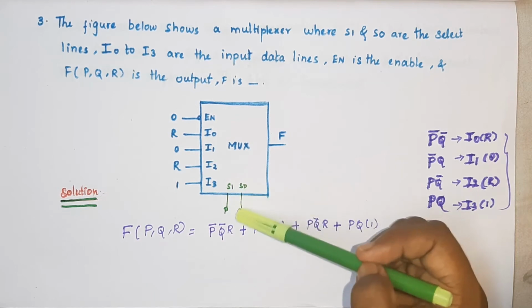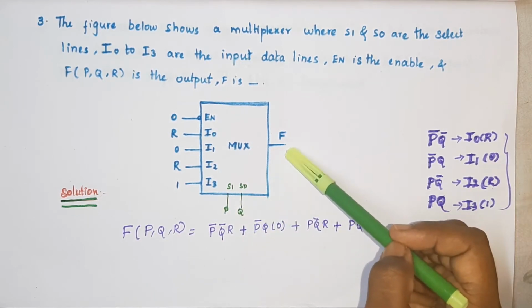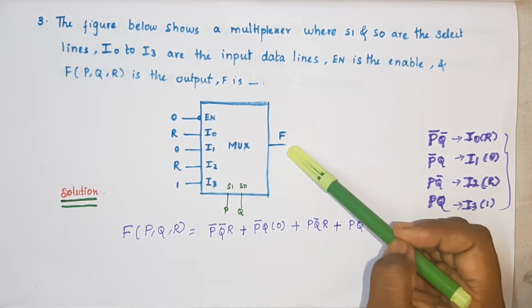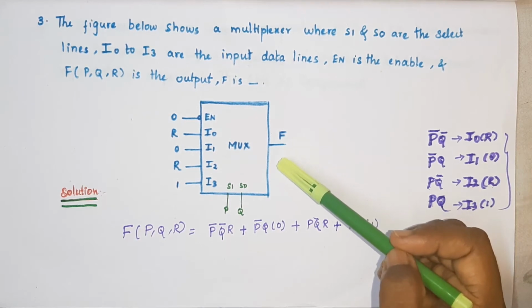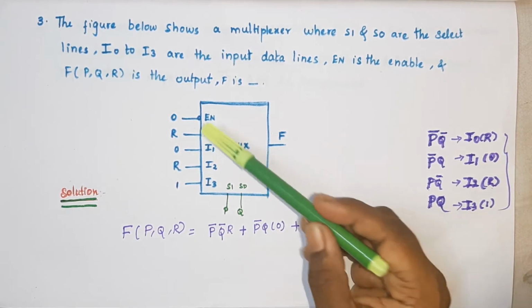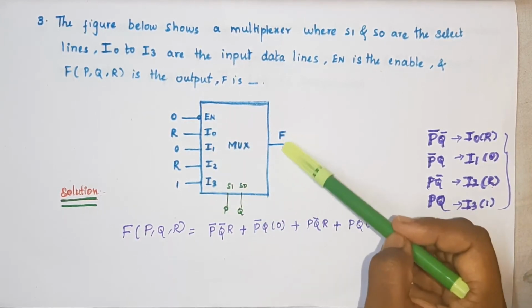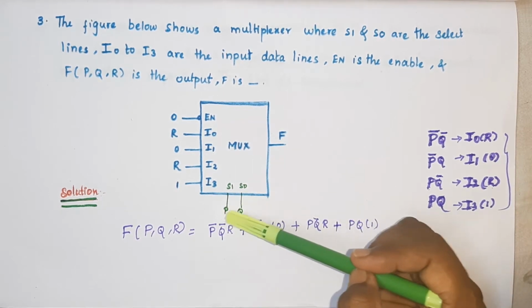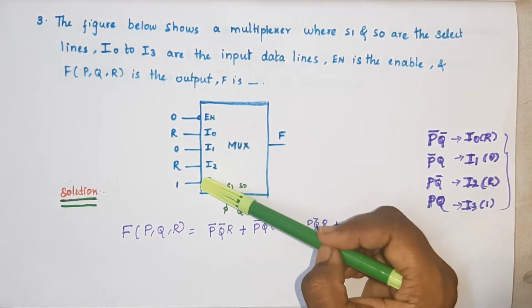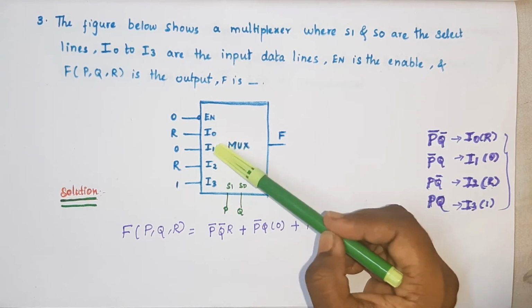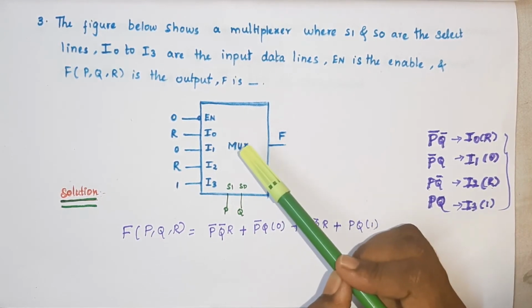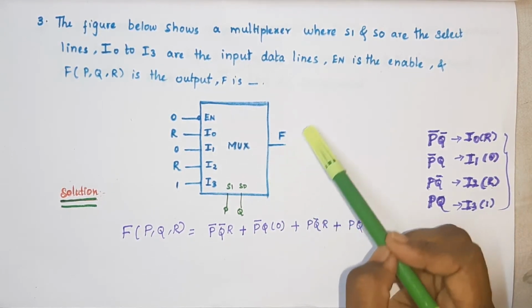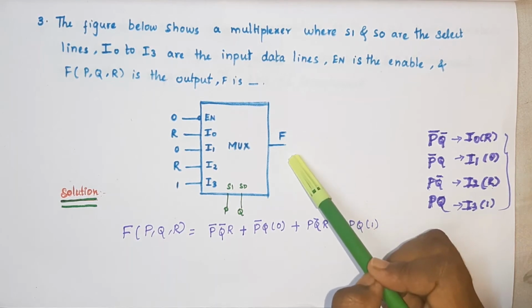And the select lines are named as P and Q. And F is termed as the output, only one output. We all know a multiplexer has many inputs and only one output. So based on the control lines, it can select any one of the inputs to the output at one time. Okay, so let me show you how to calculate the output of the multiplexer.